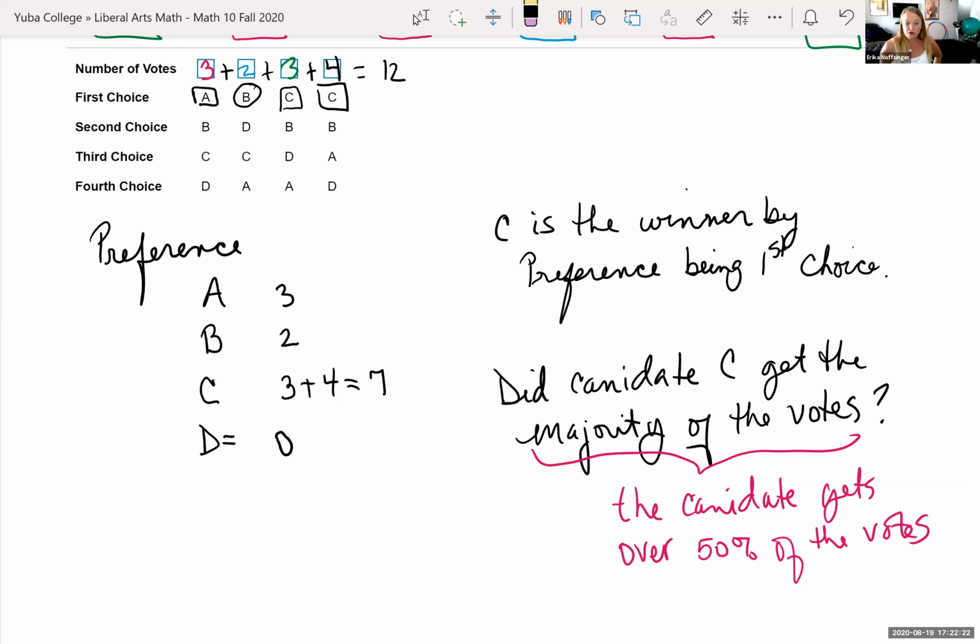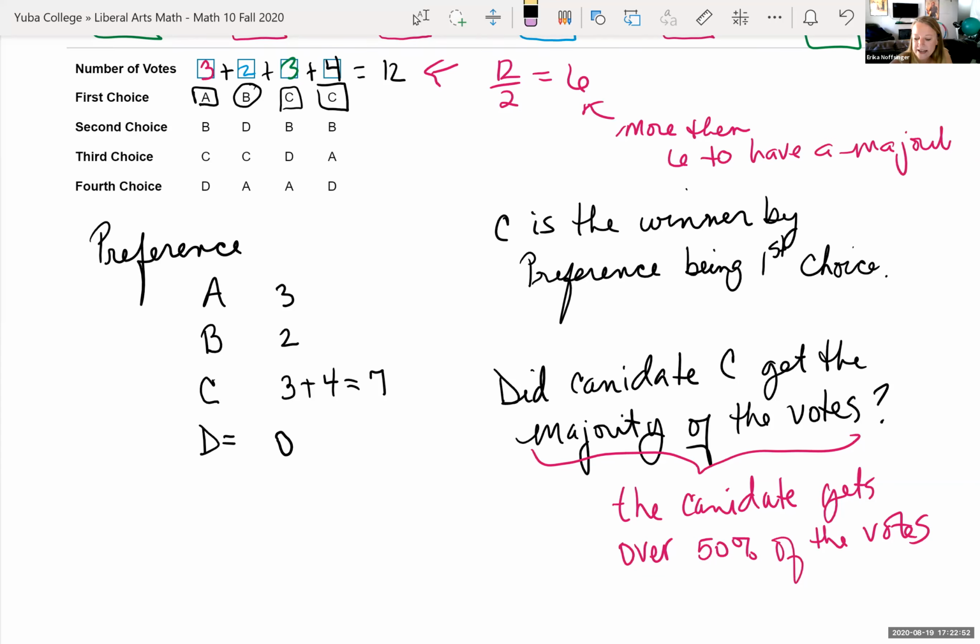Right. So in order to have the majority of the vote, first thing you want to look at is half of the number of people that voted. If we look at this, we have 12 people voted. Half of that is, well, this is actually even, which is 6. So it has to be more than 6 to have a majority. So it would have to be at least 7 votes.